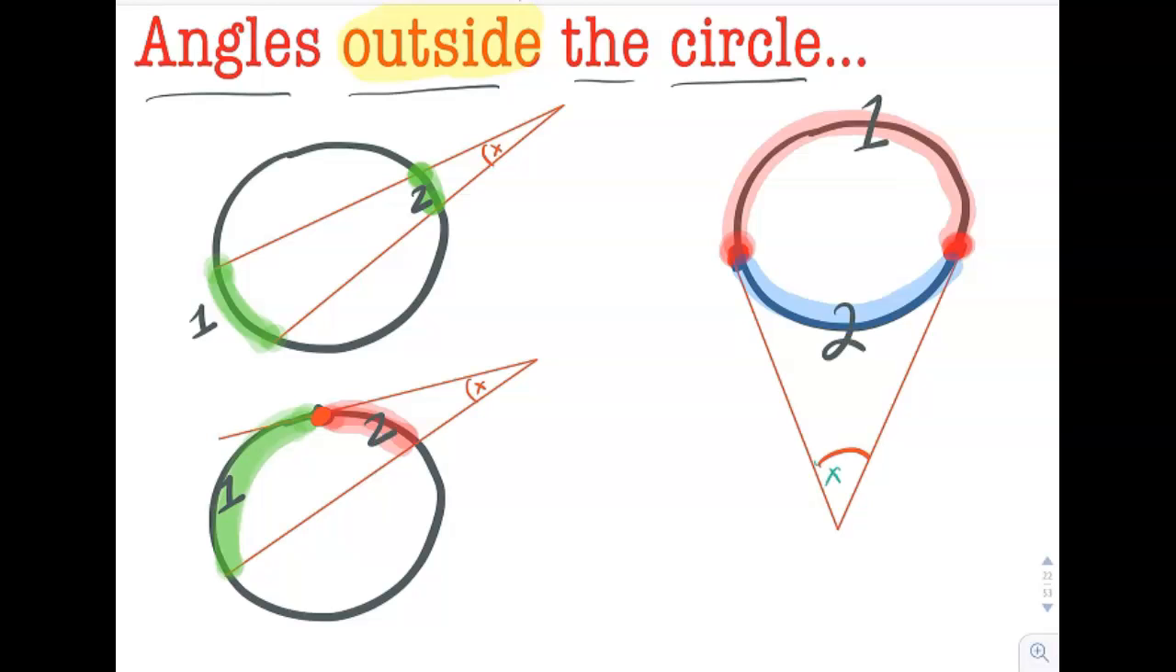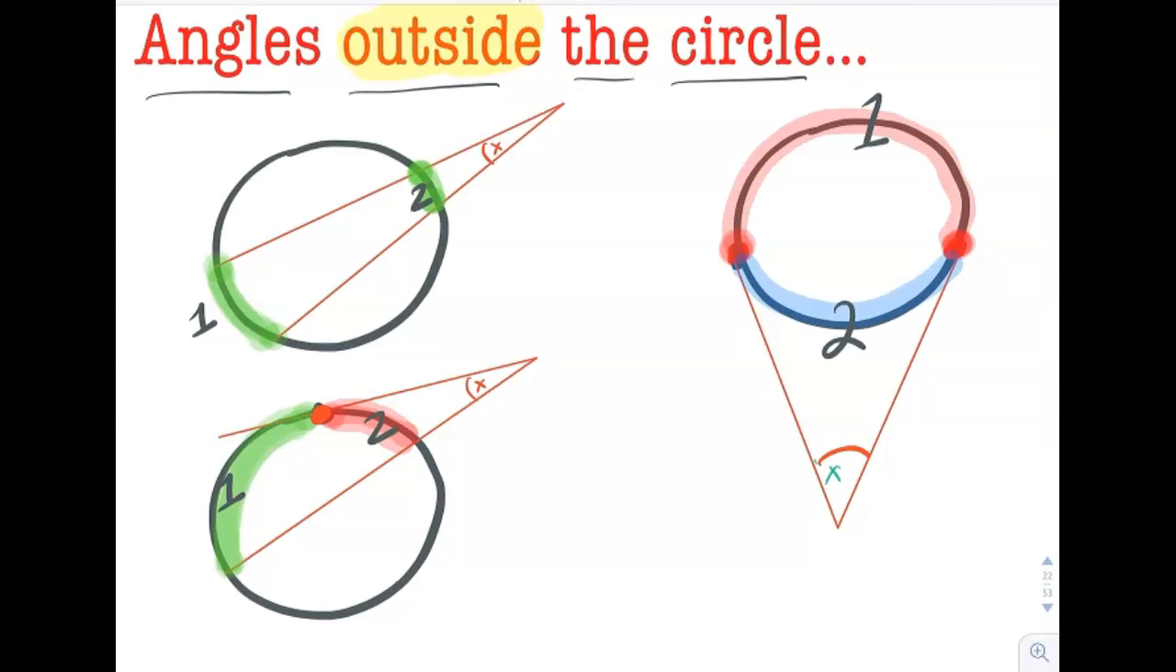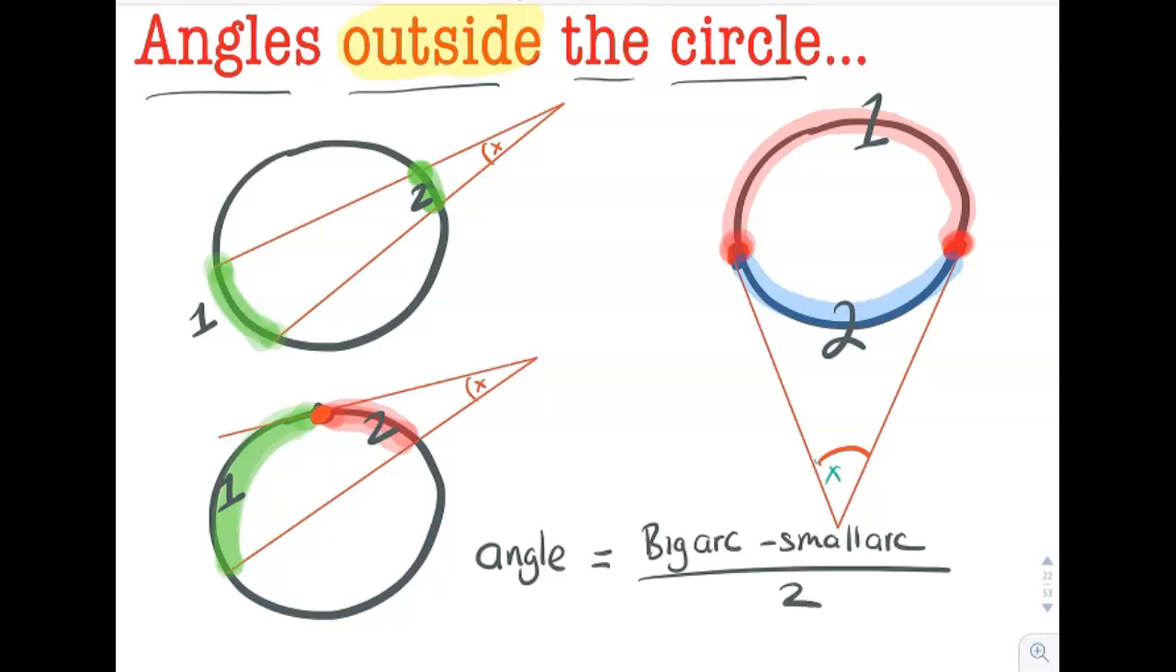In any of these cases, anytime you have an angle outside the circle, we have two arcs involved. And the formula is that the angle equals the big arc minus the small arc divided by 2. So you just subtract the two arcs and take half of it.